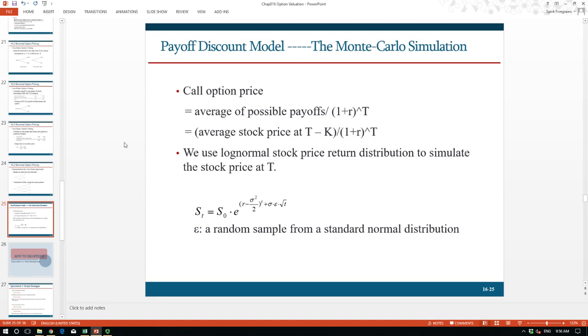Let's take a break, and in the next video we will introduce how to use options to manage your portfolio and take different kinds of opportunities in the financial market.